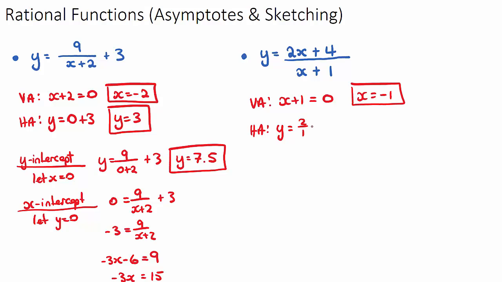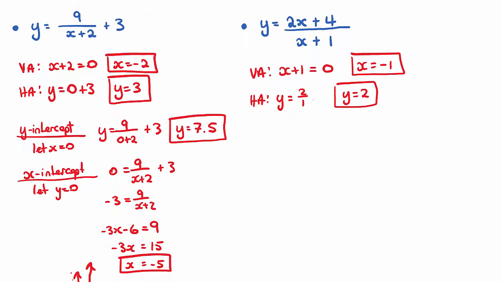And we do need to consider, is there a positive or negative shift happening here? And in this example, there is not. So we can just say y is equal to 2. Okay, our intercepts. Our y-intercept is when x is equal to 0. So we have y is equal to 2 times 0 plus 4 over 0 plus 1. So y will equal 4 over 1.